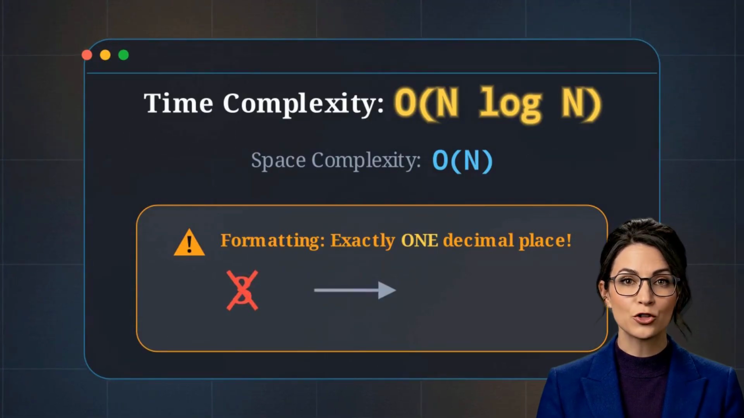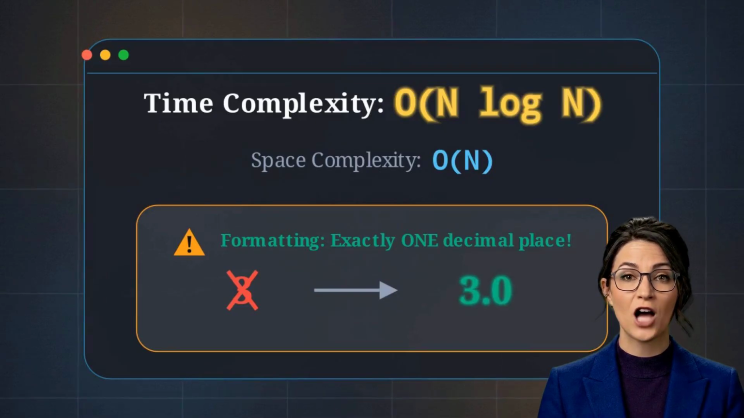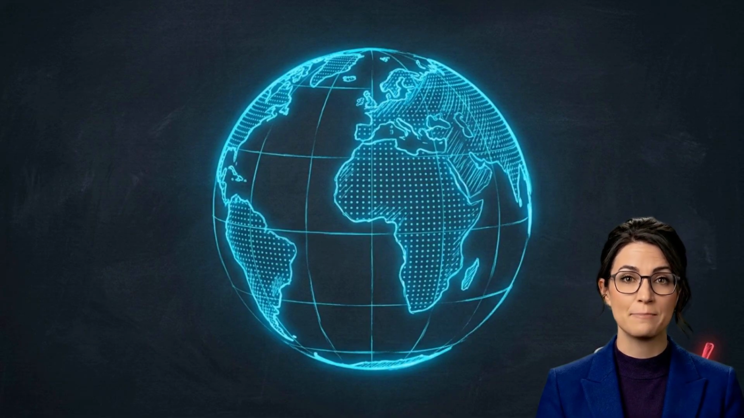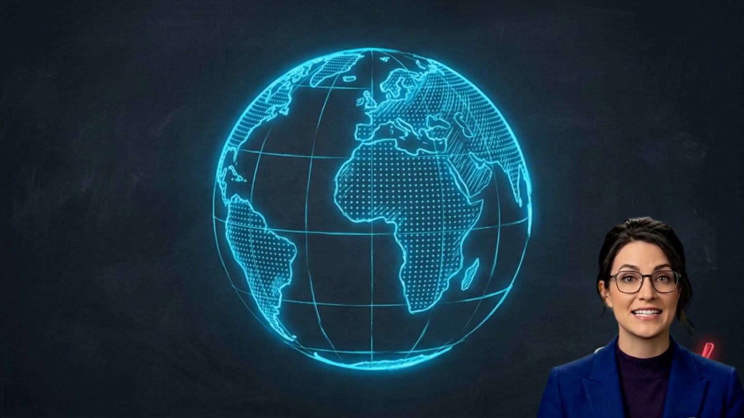Competitive judges are strict about output formatting. Even if your math results in a perfect integer, like 3, the solution will fail if it does not provide exactly 1 decimal place, 3.0. Solving these challenges comes down to spatial intuition, algebraic simplification, and strict adherence to technical formatting.